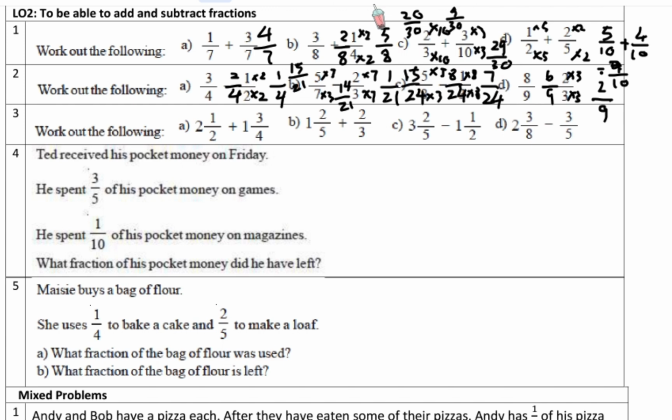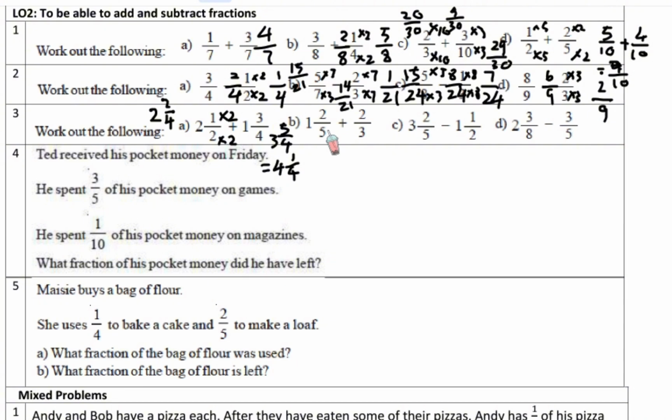Question 3. Work out the following. We can multiply this by 2 first to get the same denominator, which is 2 and 2 over 4 plus 1 and 3 over 4. And our answer, we would get 3 and 5 over 4. But since answers are mostly supposed to be in proper fraction, we will need to turn this into mixed fraction, which is 4 and 1 over 4.